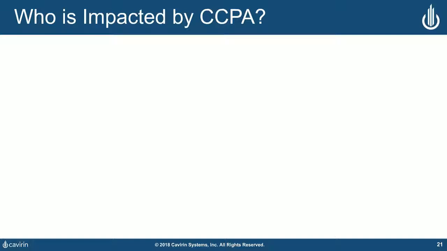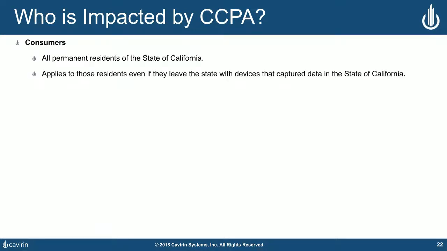Okay, that's good. So, on the back of the previous question, you talk about consumers, we talk about businesses. Who exactly is impacted? Yes, let me go over that. So everybody who's a permanent resident of the state of California, and it also applies to those residents even if they leave the state, so you might have an iPhone or some other type of device that may capture data in the state of California, so that's still covered even when you leave the state.